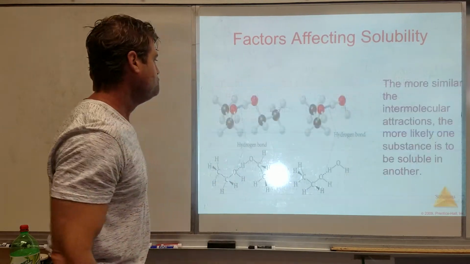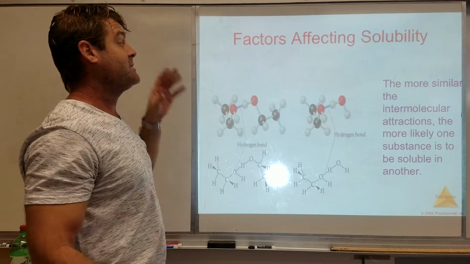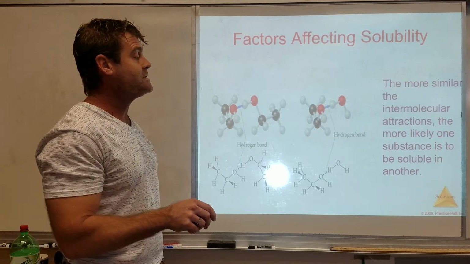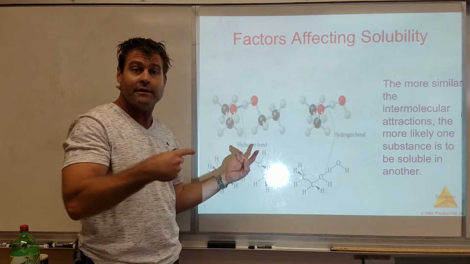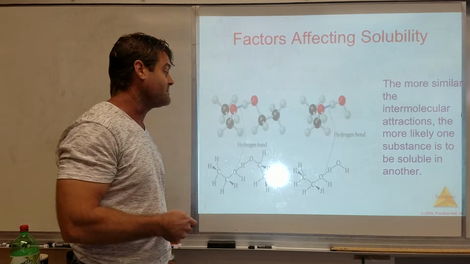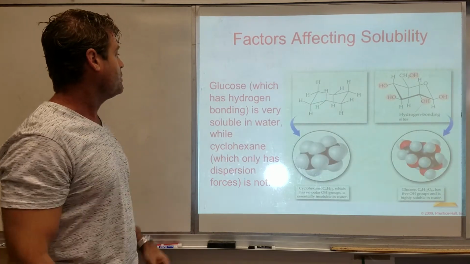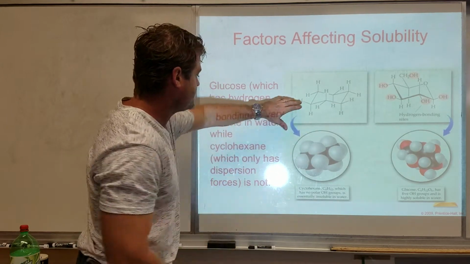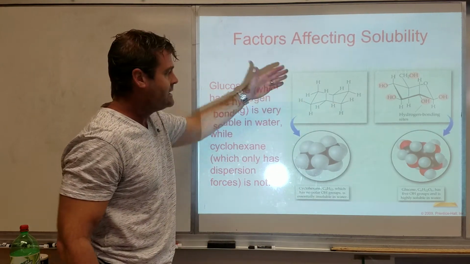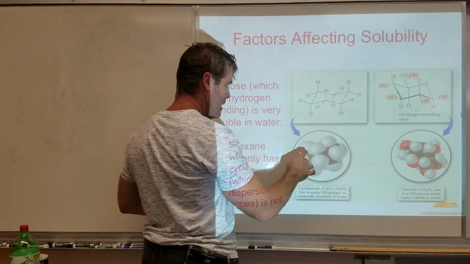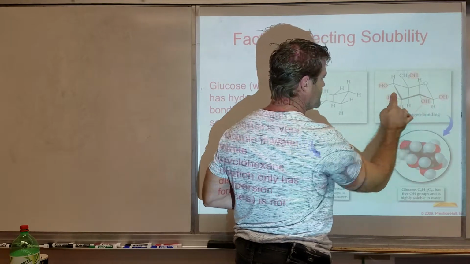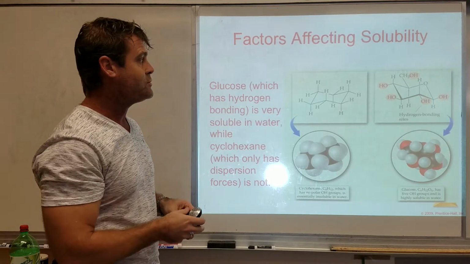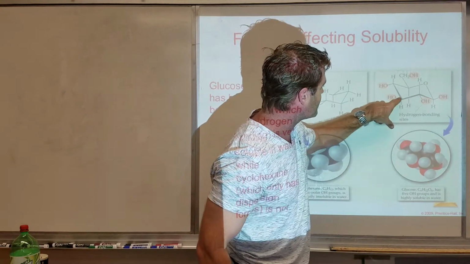All right. Okay, factors that affect solubility. The more similar the intermolecular attractions, the more likely one substance is to be soluble in another. That's what we just observed when we said like dissolves like. So for example, look at glucose. Here's glucose. Cyclohexane is called that because it can form a ring, and glucose in water actually forms a ring. You remember glucose is C6H12O6, and these are carbons right here, okay?